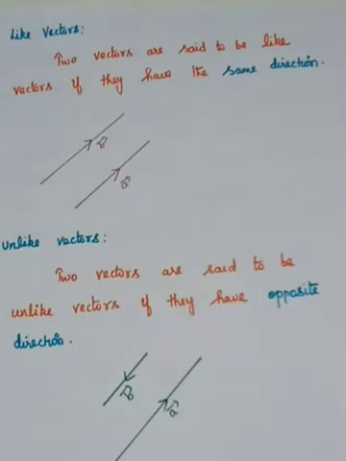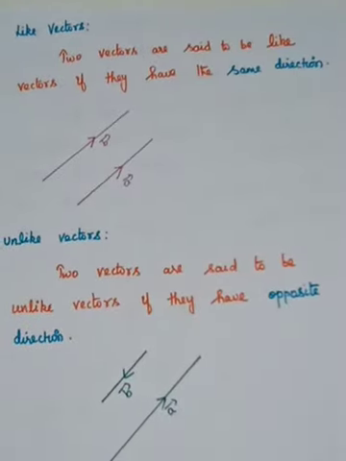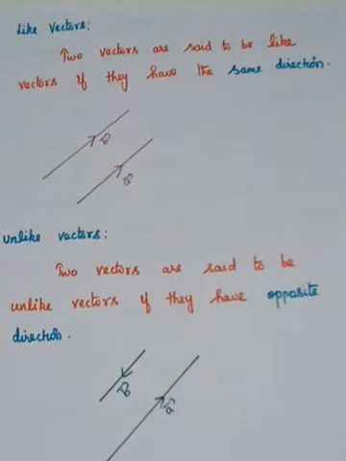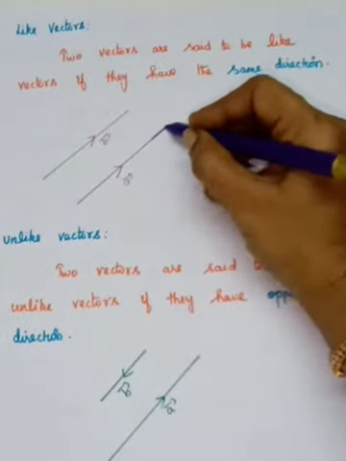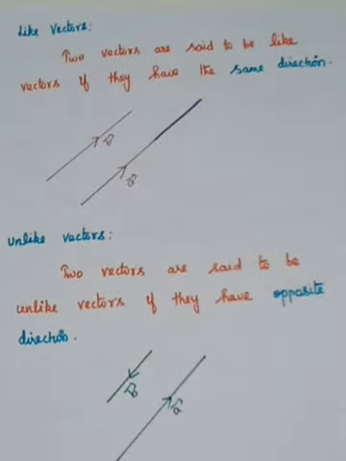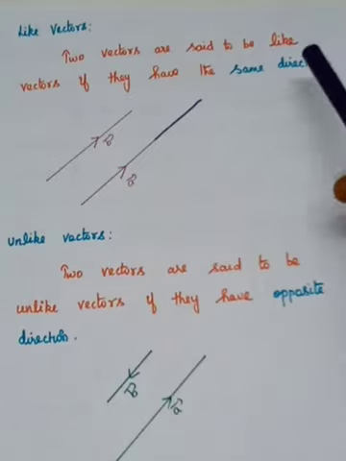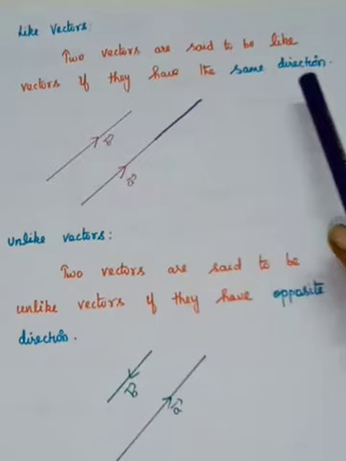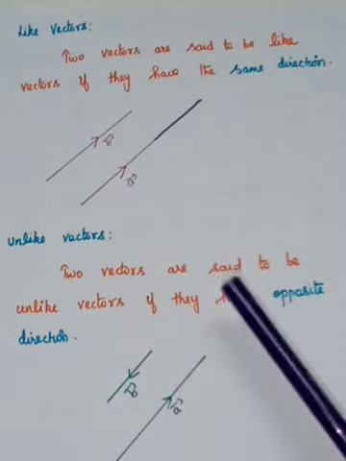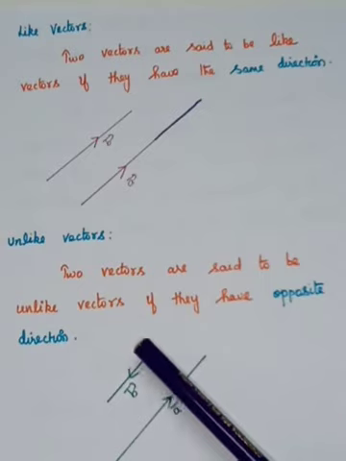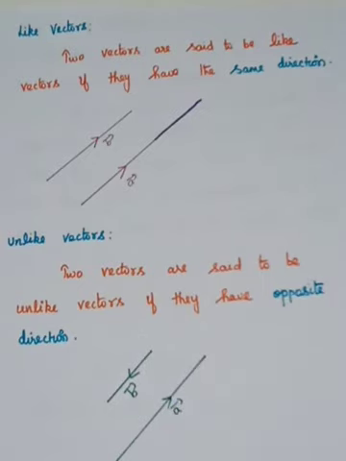So the next one, we are moving to like vectors. Like vectors means they have the same direction. You see that you can extend here. They don't need to have the same magnitude. Same magnitude and same direction, they are called equal vectors. But like vectors means the direction should be the same. You need not worry about the magnitude. So two vectors are said to be like vectors if they have the same direction. Two vectors are said to be unlike vectors if they have opposite directions.